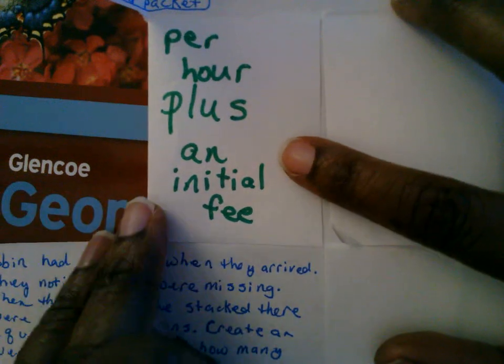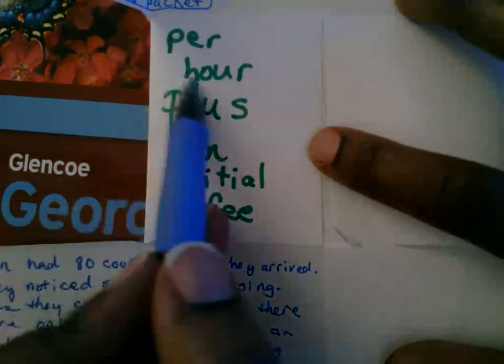We are continuing with writing and creating one-step equations. Today we are using plus per hour plus an initial fee. So I am going to create my word problem.